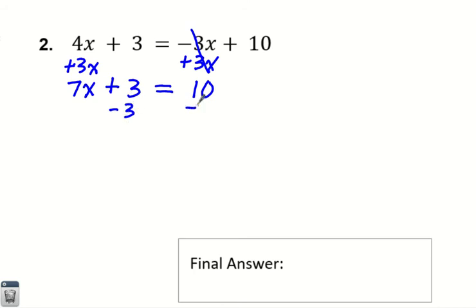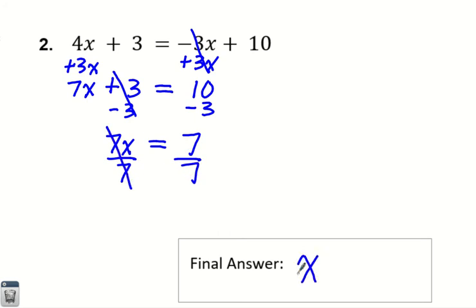Now we can get everything else except the x away from that side. Starting with that plus 3, we got to get rid of that plus 3. But we still have 7x. And then over here becomes 7. And now we want to divide both sides by 7. And so x will be by itself, and the other side will be 1. Should be your final answer.